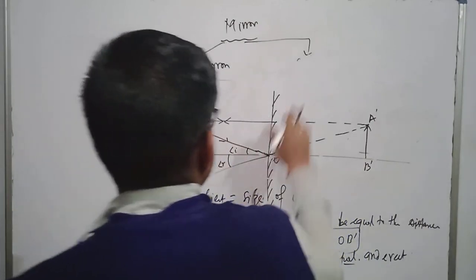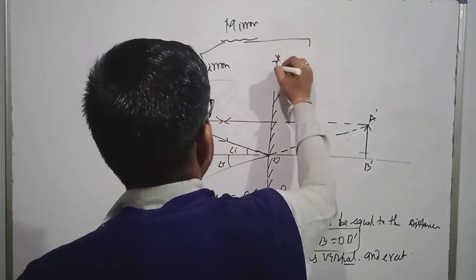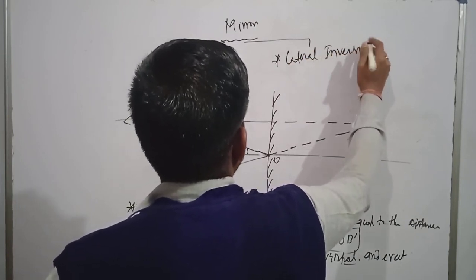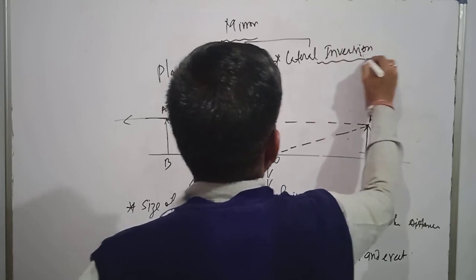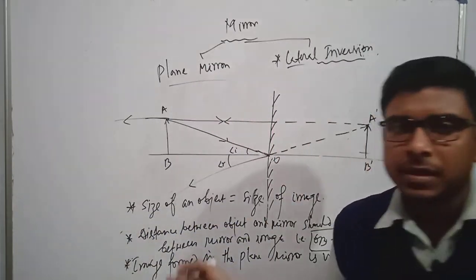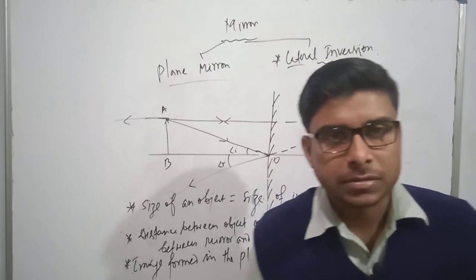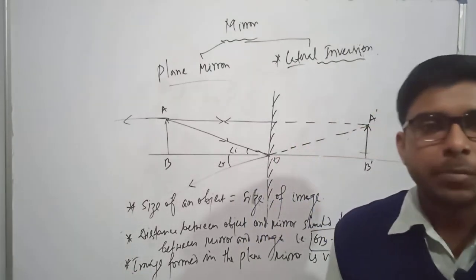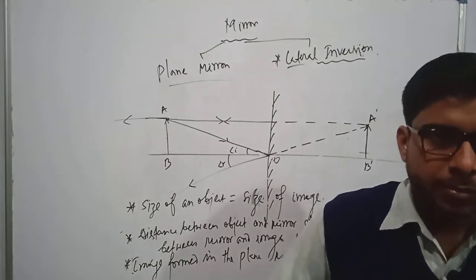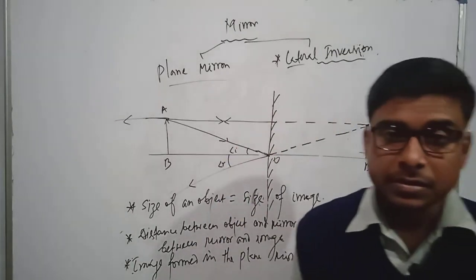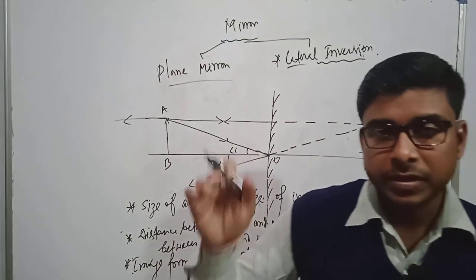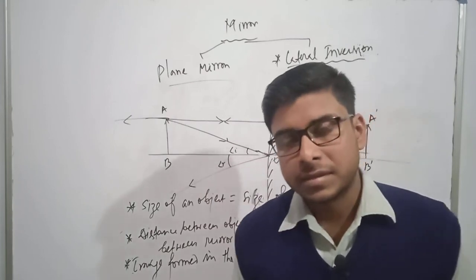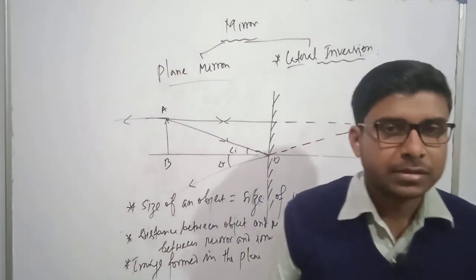And the last term, I can write here, is lateral inversion. Lateral inversion, very important. Lateral means sides, like lateral surface area. You must know what the lateral surface area is. Lateral means side. Inversion means opposite. When sides are turned opposite, that is called lateral inversion. It means if you see your face in a plane mirror, your right side appears on the left side and your left side appears on the right side. Such a phenomenon is called lateral inversion.